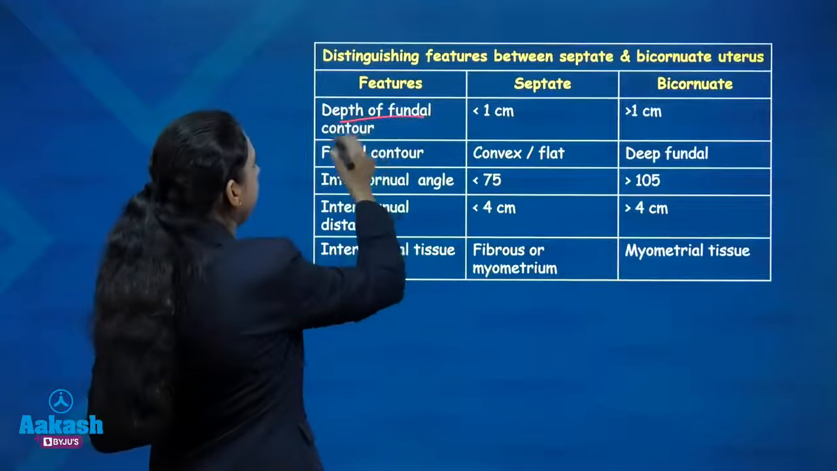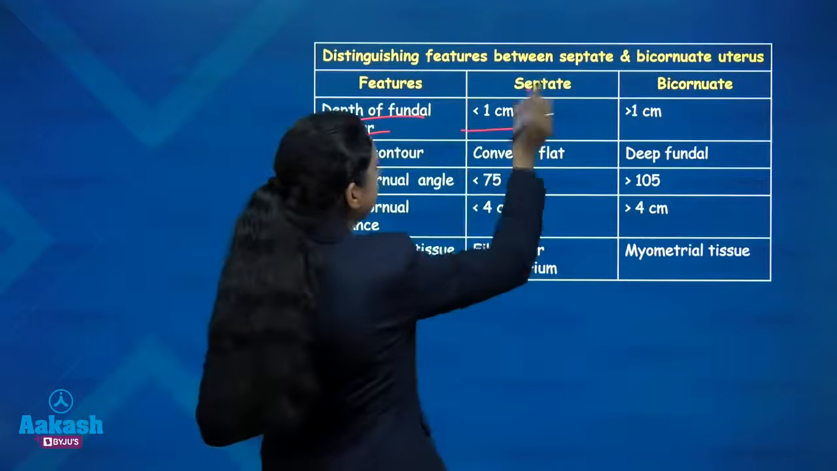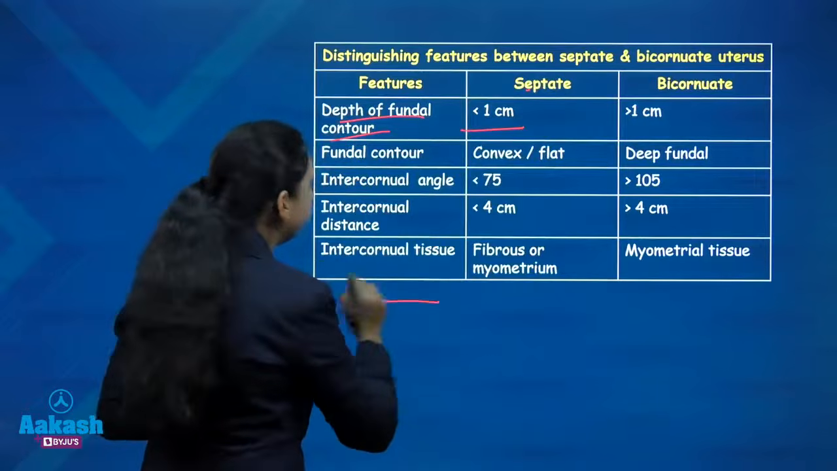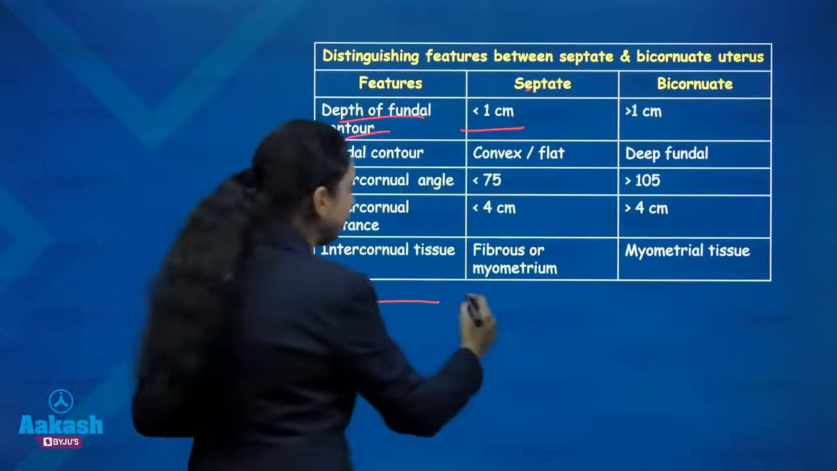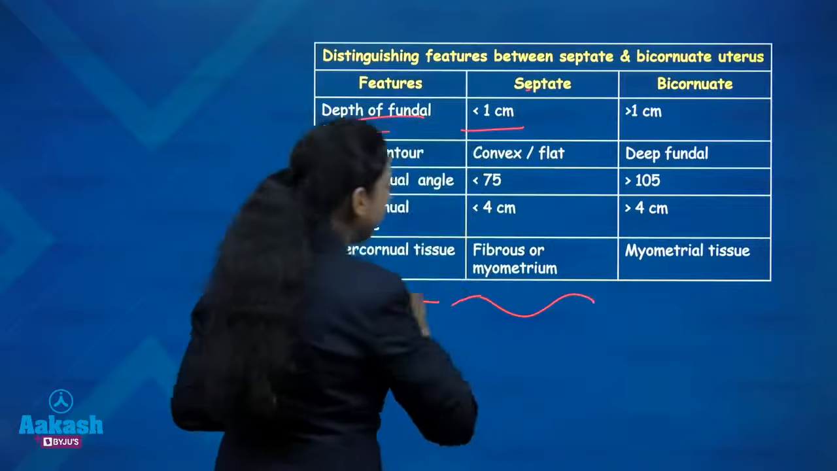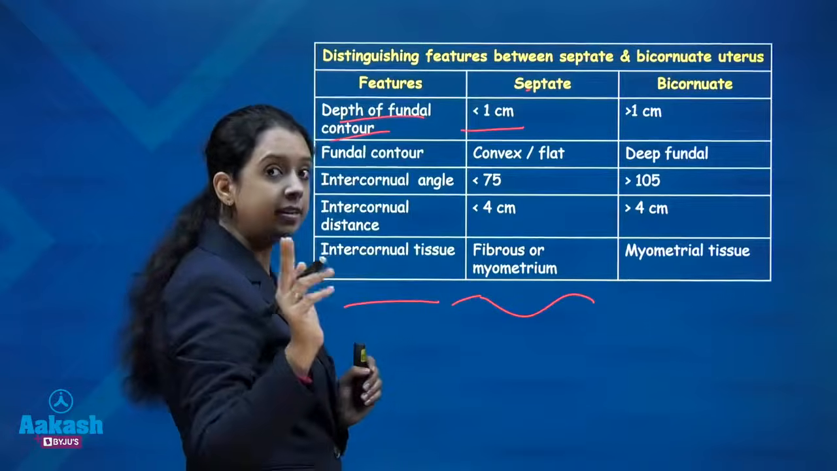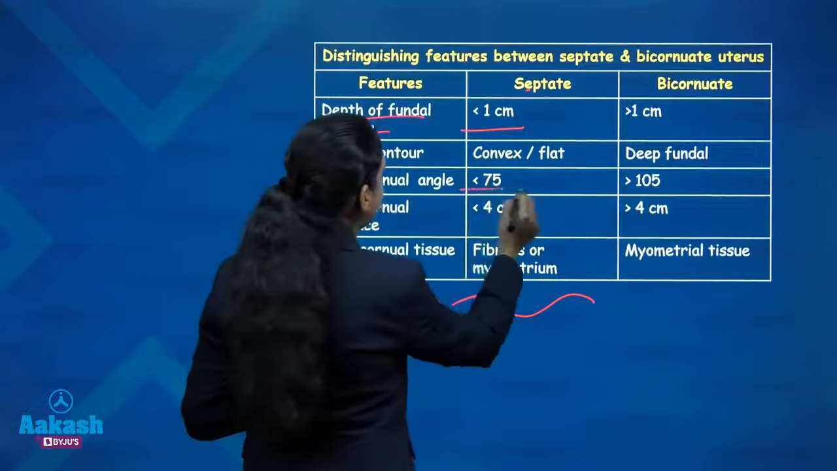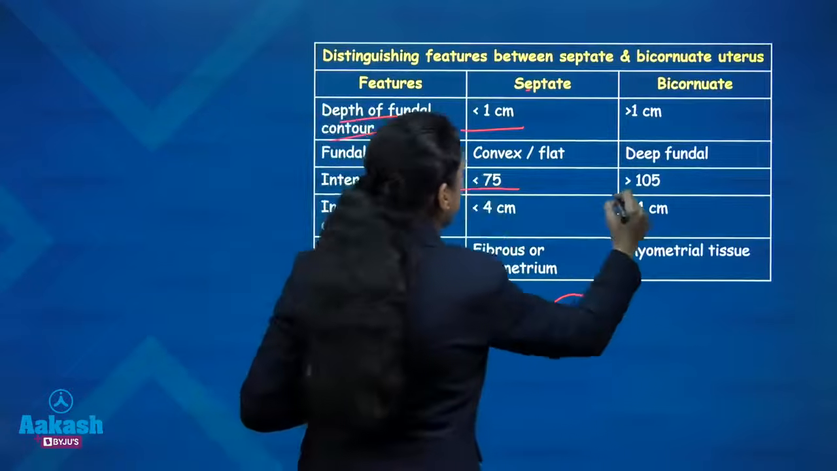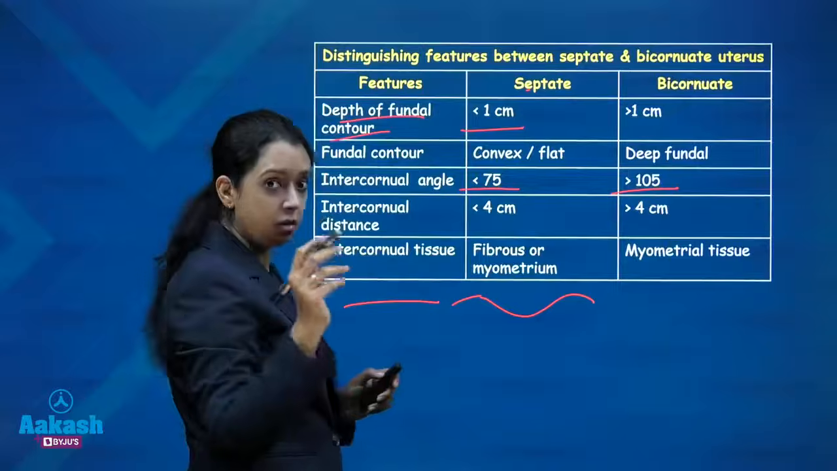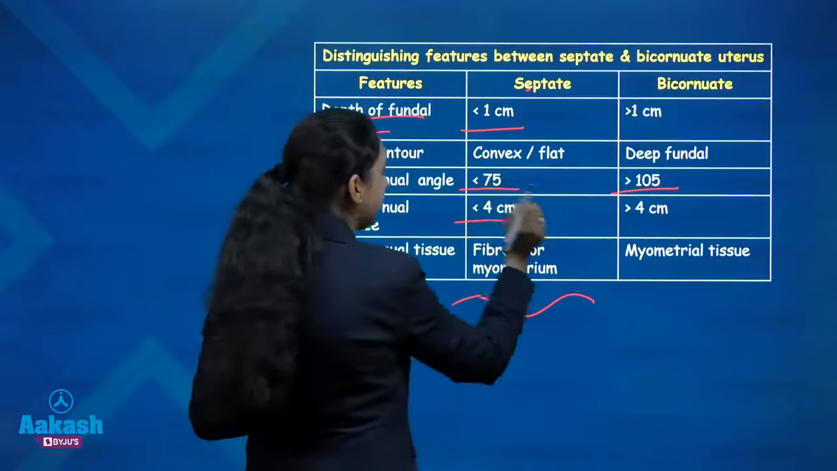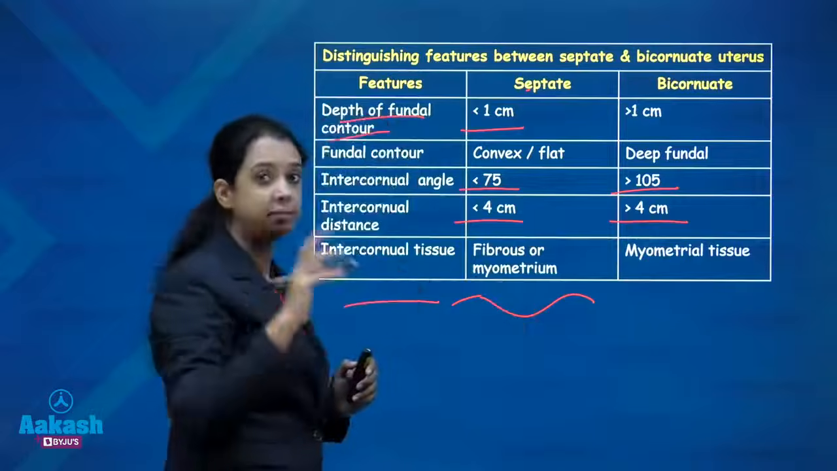The depth of the fundal contour: if it is less than 1 centimeter, it is septate. Similarly, if the fundal contour is convex or flat, it is septate. But if it is a deep fundal cleft, it's an MRI point, it is bicornuate. Most important is that an intercornual angle less than 75 is septate, more than 105 is bicornuate. The distance between the two horns, if it is less, it is septate. If it is more than 4 centimeter, it is bicornuate.